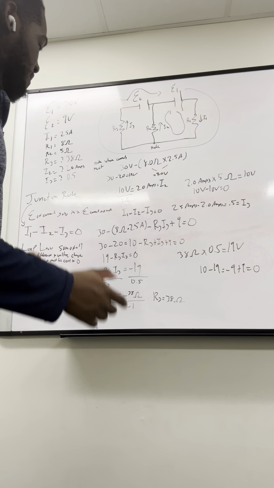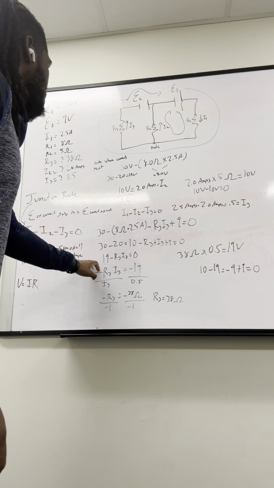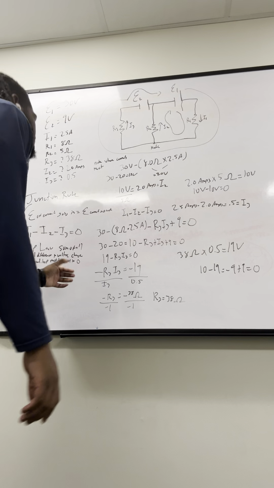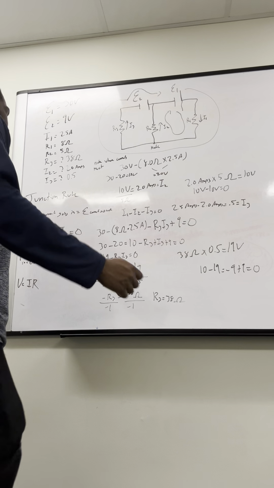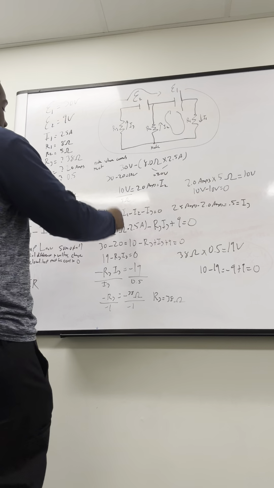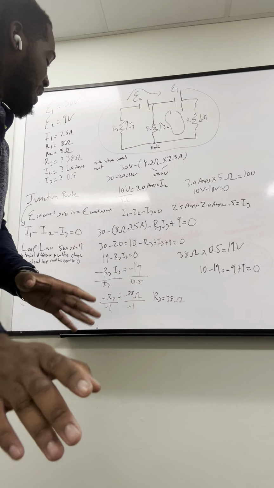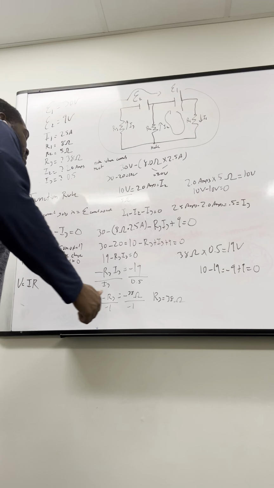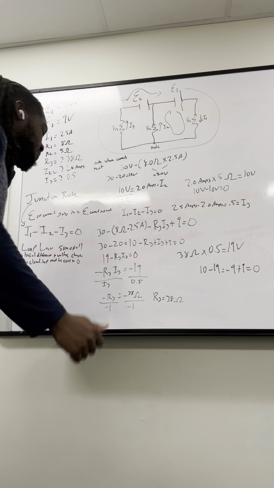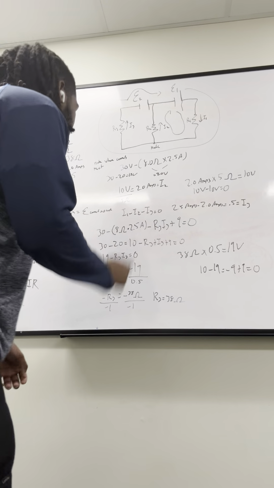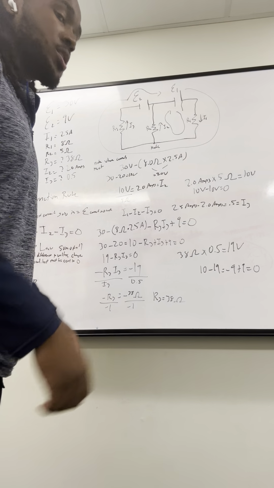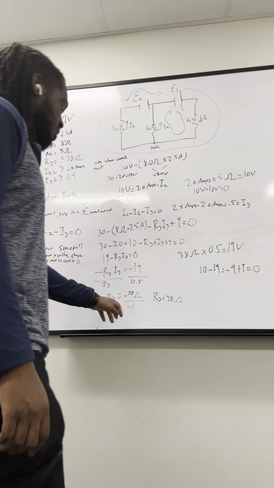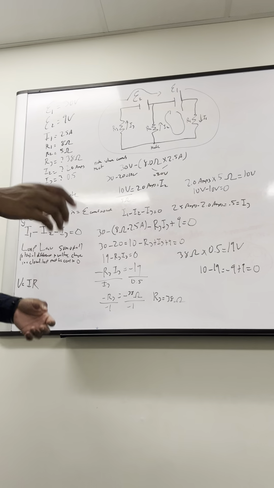So now let's keep isolating. We're going to move the 19 to the other side, so 19 becomes negative. So it's negative R3 times I3 is equal to negative 19. Now we're going to divide by I3 to isolate R3 by itself. I3 is 0.5 amps. So negative 19 divided by 0.5 equals negative 38 ohms. So negative R3 is equal to negative 38 ohms. Now let's isolate R3, so get rid of that negative. Divide the other side by negative 1 as well. R3 is equal to 38 ohms.